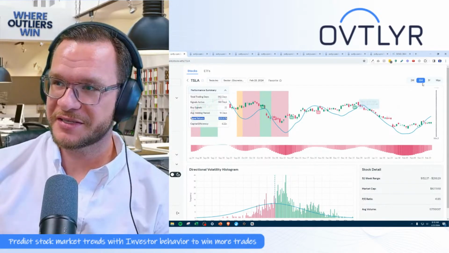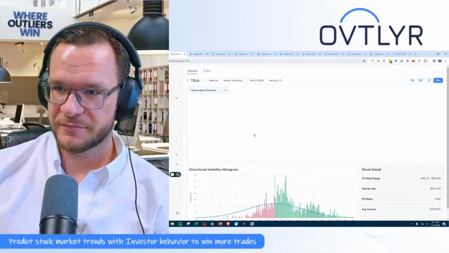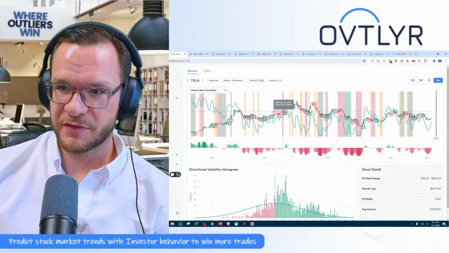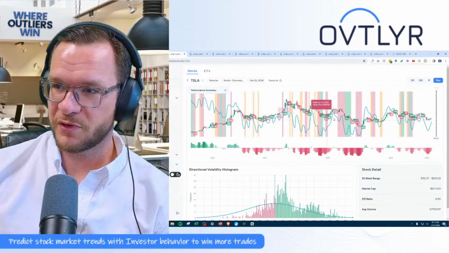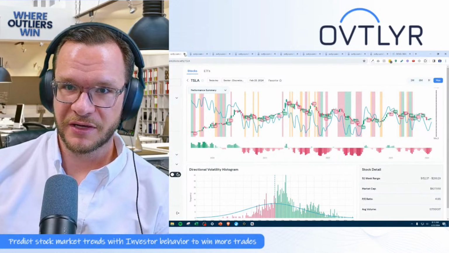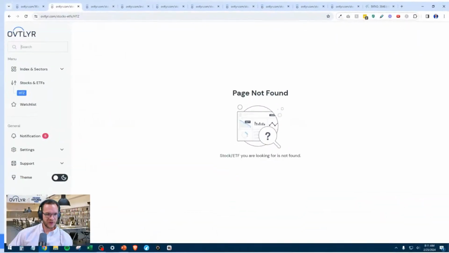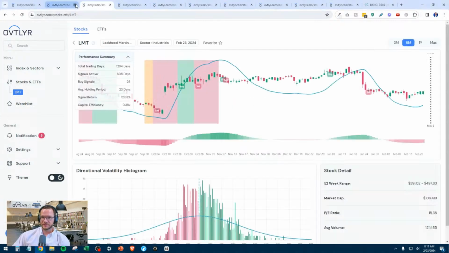Take a look at Tesla, 200.67% return on Tesla. And let's zoom out to the max view here. You can see a tremendous amount of buy and sell signals coming through, which would make total sense in order to return that 200.67%. And oh, here we go. I think this was Hertz. So Hertz is not one of the covered stocks in OVTLYR because it is not as liquid as all the others. Because of that, we don't cover it.